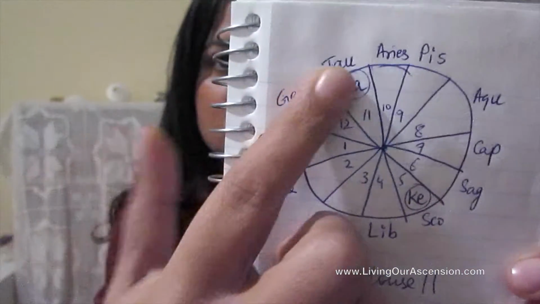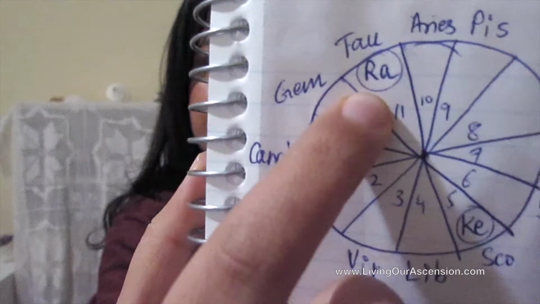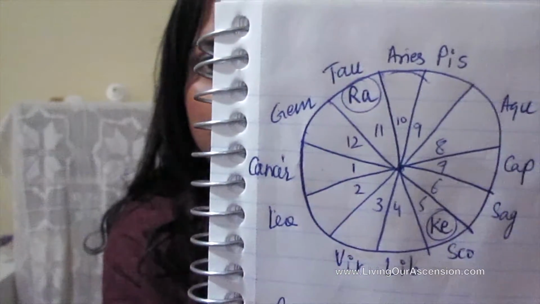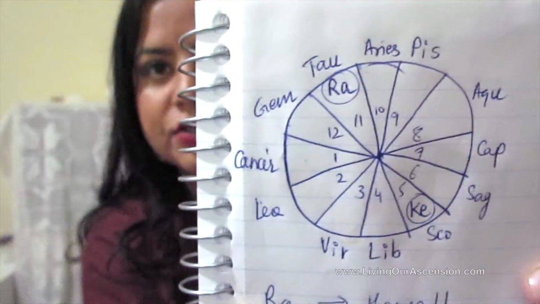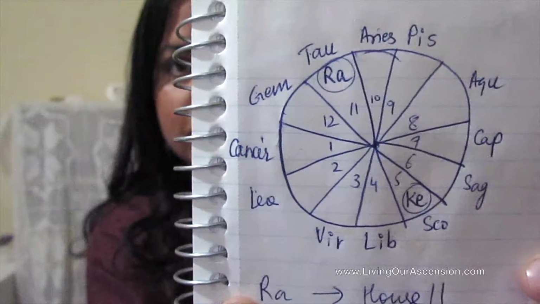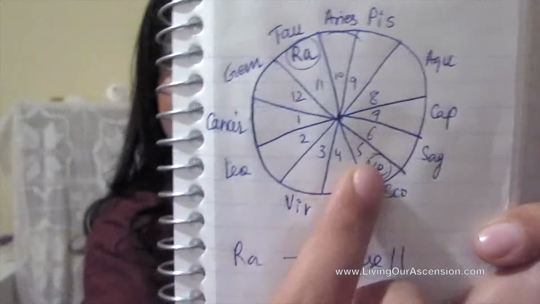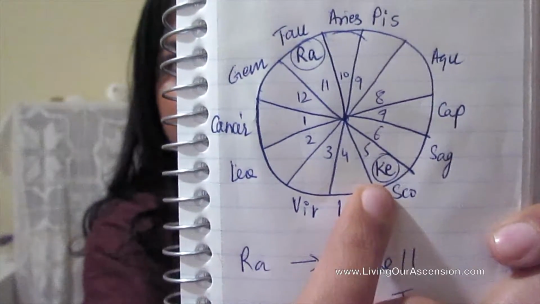So check the circular chart and look for this RA. This is Rahu, or it's also called the north node. In Vedic or Indian astrology, it's known as Rahu. The north node is known as Rahu. And the opposite is Ketu. Ketu is the south node.